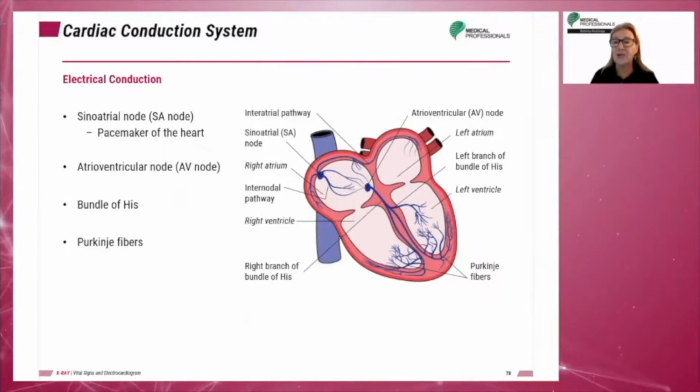From the SA node, the signal travels to the AV node, then to the bundle of His, and into the ventricles. The bundle of His sends the signal to the Purkinje fibers of the ventricles. The ventricular contraction represents the heartbeat.